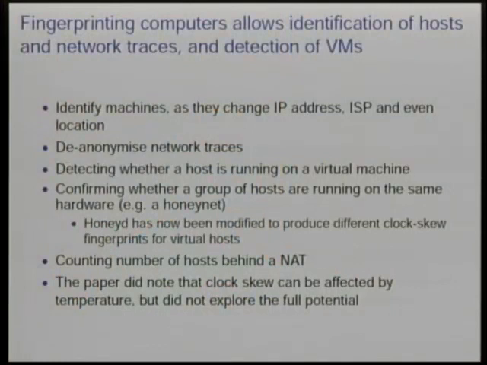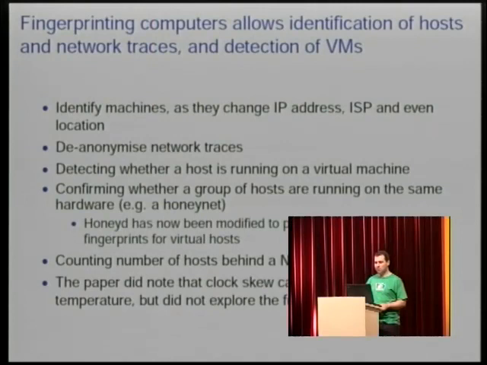So this has a number of consequences. Firstly, you can identify machines as they move. If you're using your laptop here and then you want to be untraceable, so you take it somewhere else, even if you've got a different IP address, different location, the clock skew will be largely the same. In network research, it's common to release network traces for measuring properties of TCP and various performance measurements. For privacy reasons, IP addresses and other information that could compromise people's identity is removed. But clock skew remains. So that paper showed how you can use clock skew to de-anonymize such network traces.